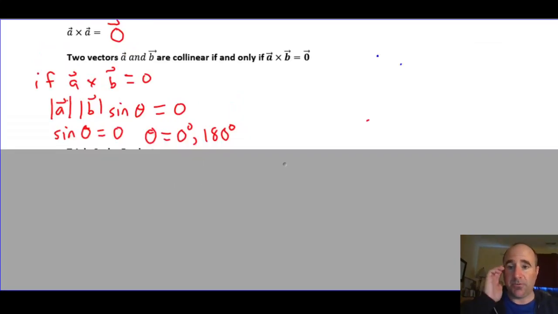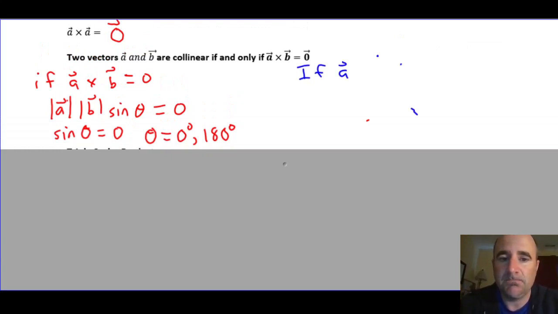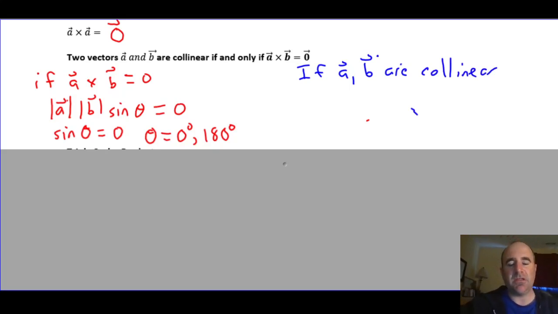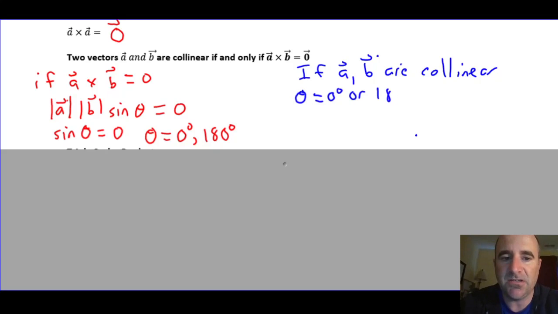On the other side of the proof, we would start with the fact that A and B are collinear. So we're assuming that they are collinear. Then we need to show that their cross product will be equal to the 0 vector. It's the other half of the if and only if proof. So if A and B are collinear, that means that theta is, it's just the backwards of that proof, 0 degrees or 180 degrees.